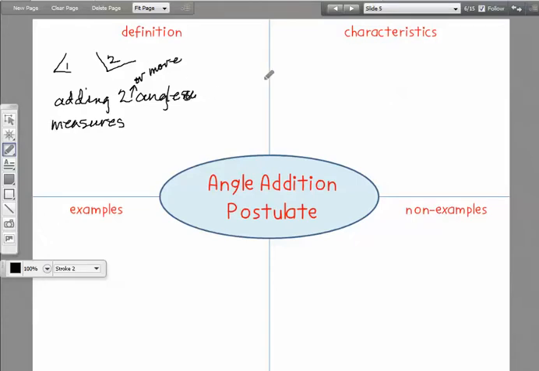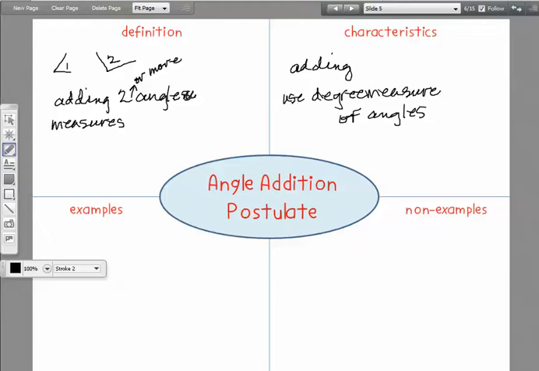Now, when we think about characteristics, there aren't really very many characteristics of an angle addition postulate. So what we're going to say is we're adding, and we're adding using the degree measure of the angles when we're doing the adding.